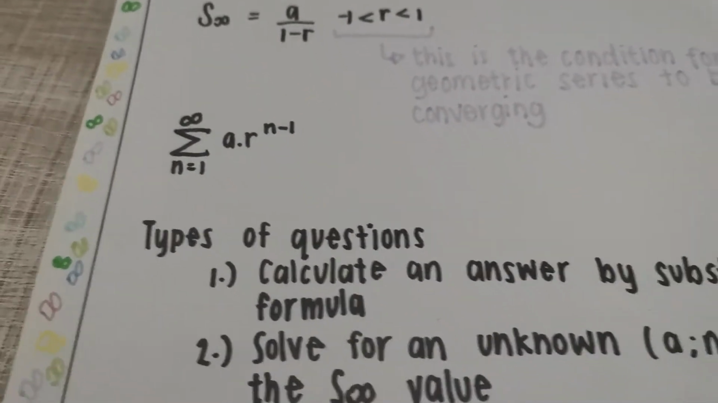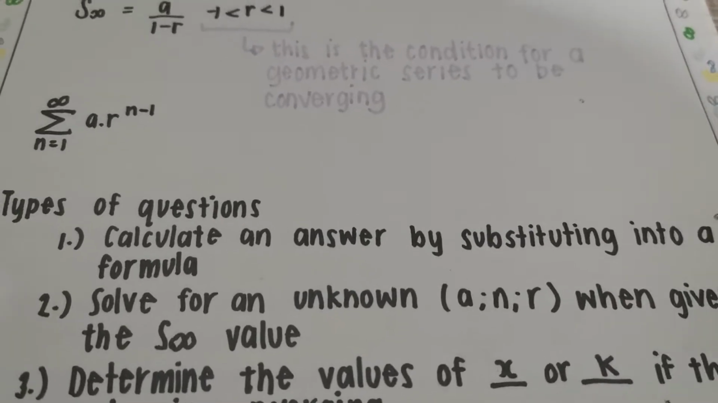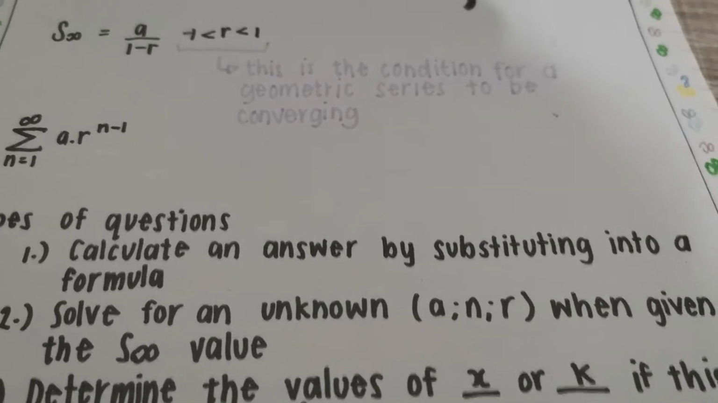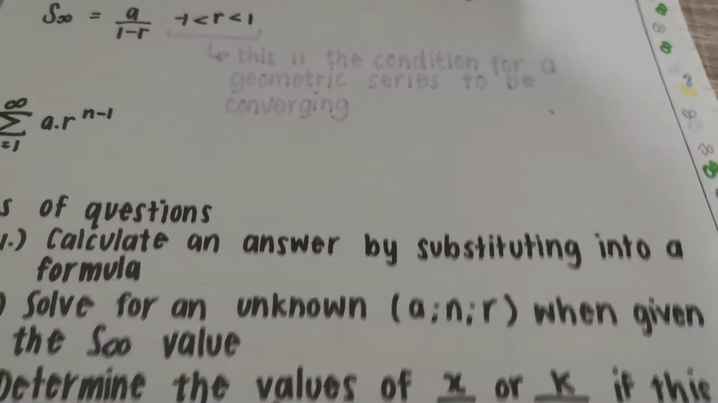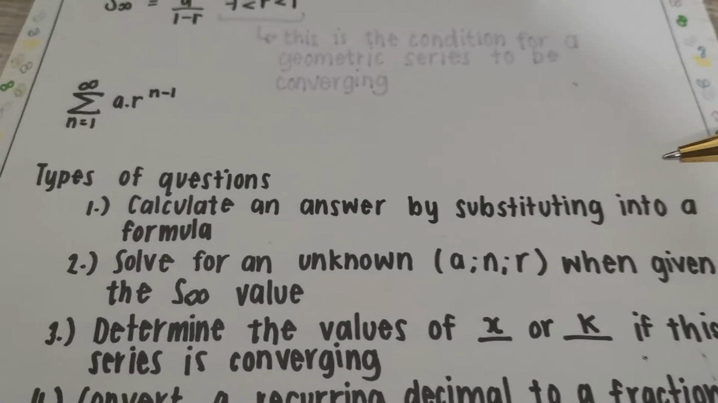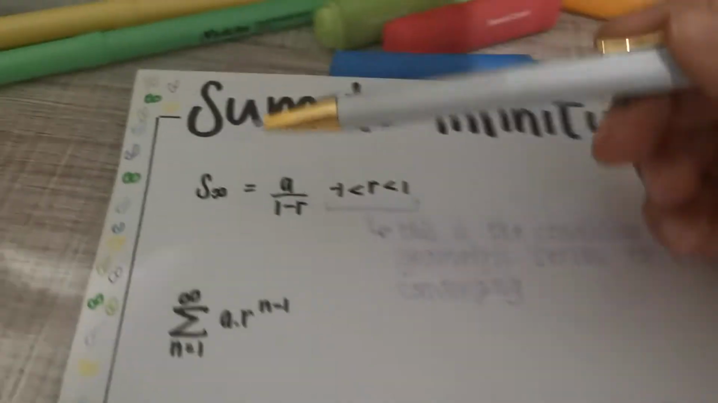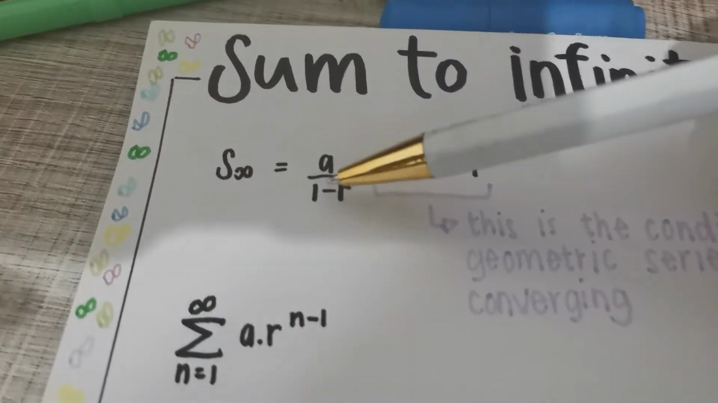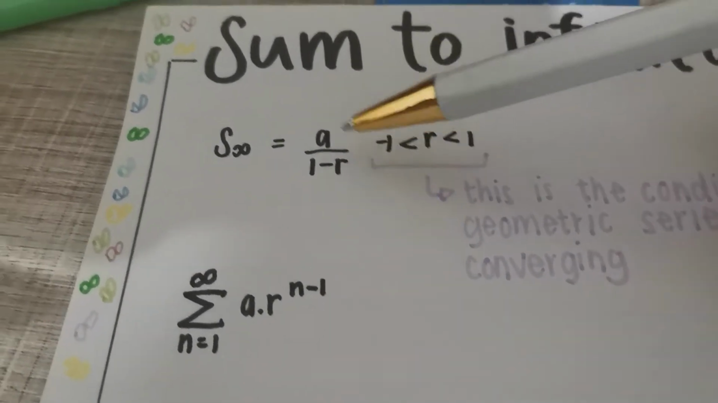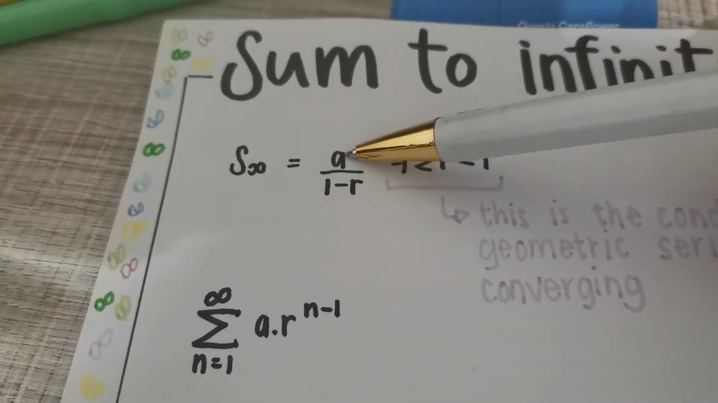I also wrote down for you guys the types of questions that they ask for sum to infinity. The first one, the easiest one, is calculating a particular answer by just substituting into the formula, okay? Easy peasy, you just sub in your A value, sub in your R value, type it in on your calculator, get an answer. The second is where we give you the sum to infinity amount. We maybe give you the A value and then ask you to find R, okay? Or we maybe make you calculate this where you have to solve for the A value.